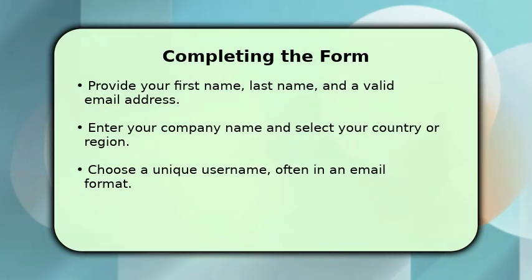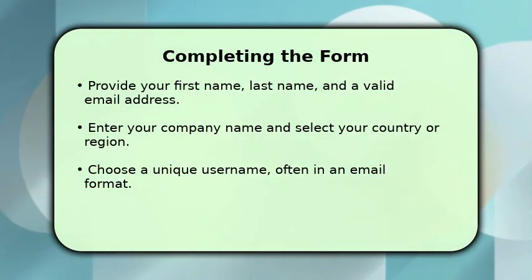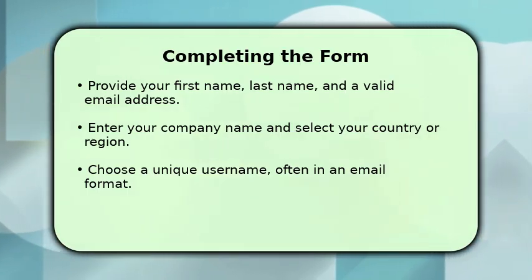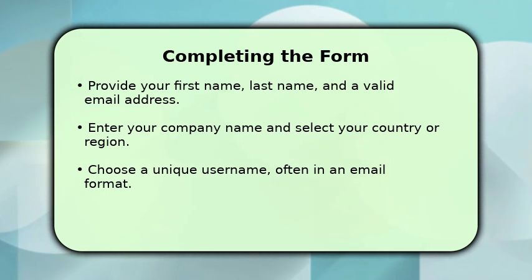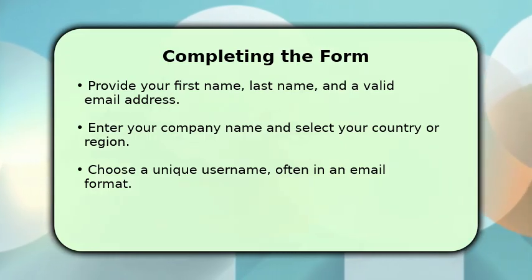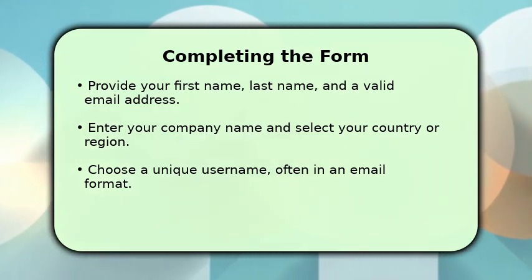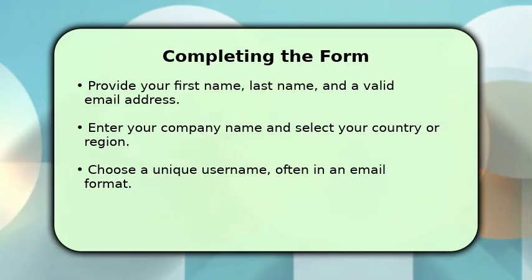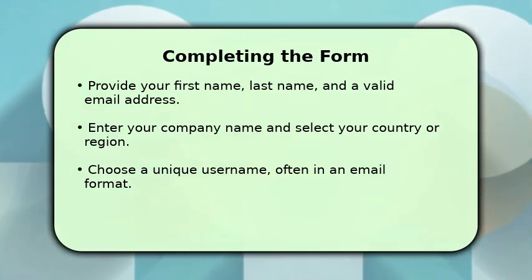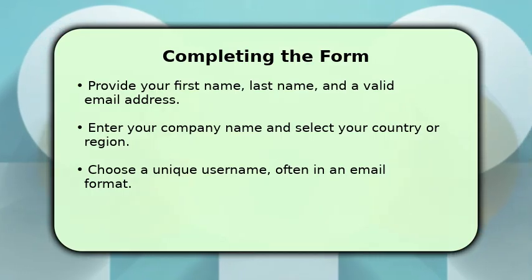Next, you'll fill out the registration form with your personal and company details. Accurately enter your first name, last name, and a working email address. Then, provide your company name and select your country from the drop-down menu. For your username, it must be unique across all Salesforce platforms and in an email format like your name at company.com. Finally, review and agree to the service terms, then click Sign Me Up to submit your information.